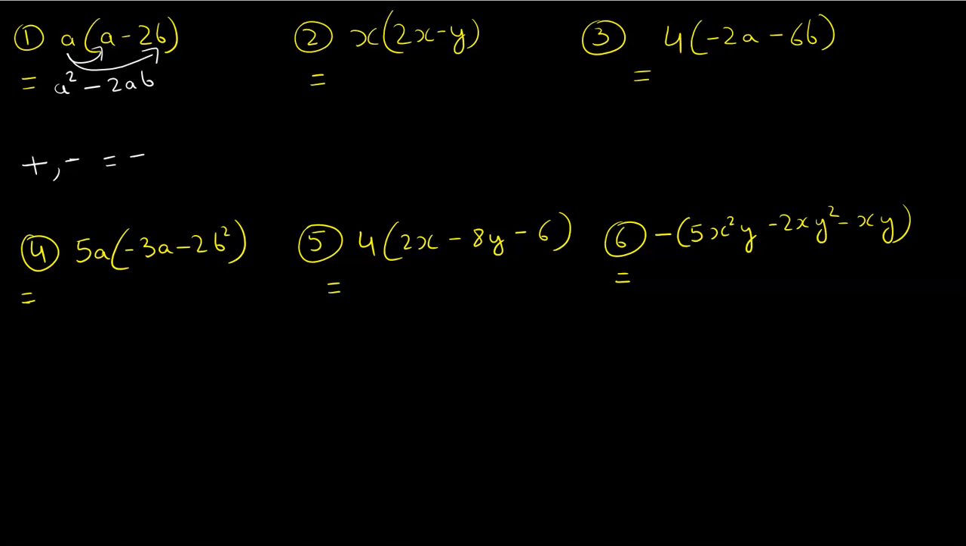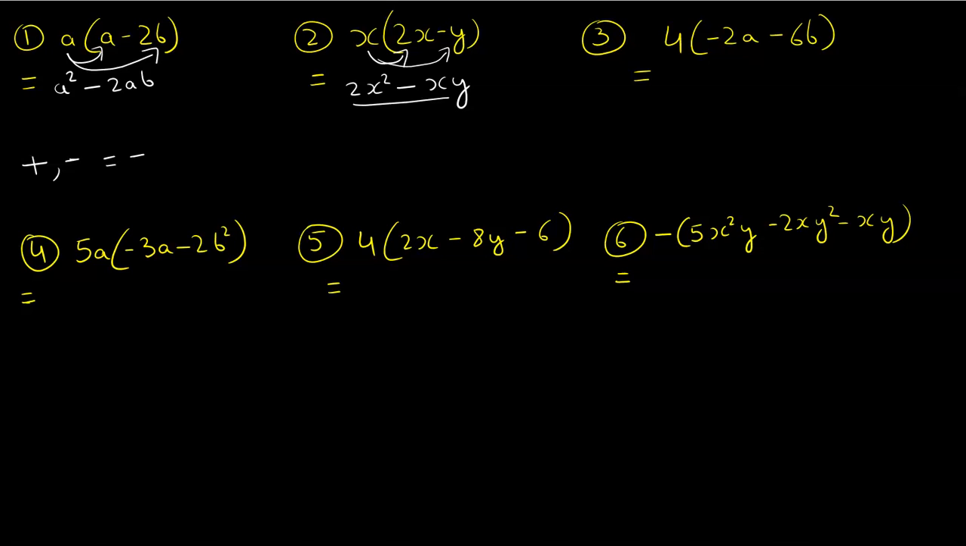So problem number 2 is also very similar. We multiply first x with 2x and then x with negative y. So what is the answer? X times 2x, we get 2x square. Both are positive. Then x times negative y: one sign is negative, one sign is positive, so we get a negative sign. X times y is simply xy, because these are letters, not numbers, so we cannot simplify them further, and this is our final answer.